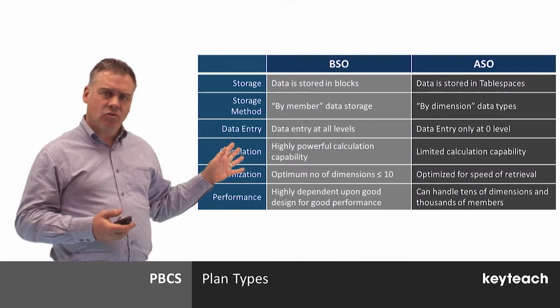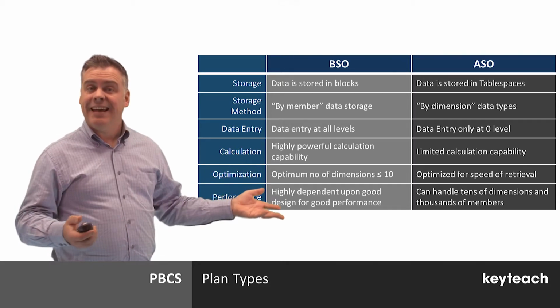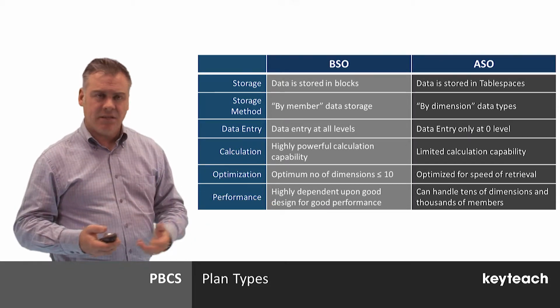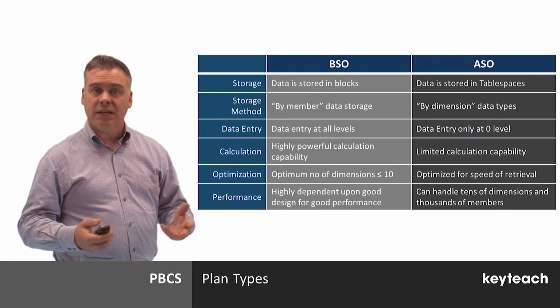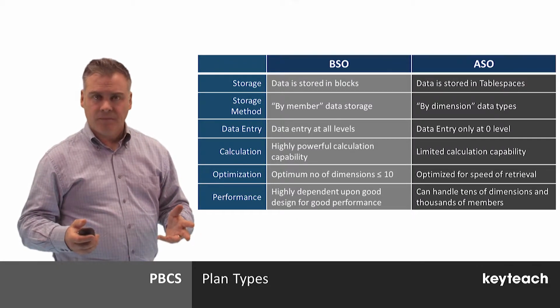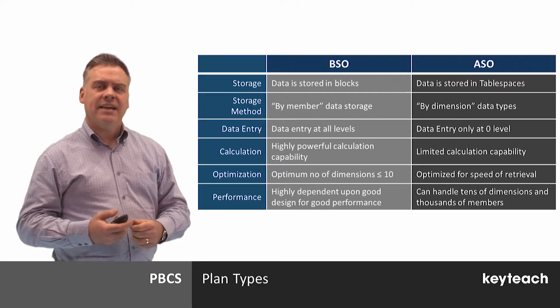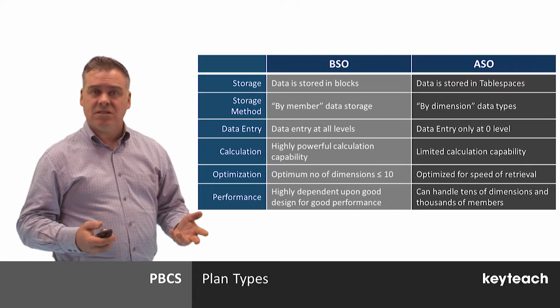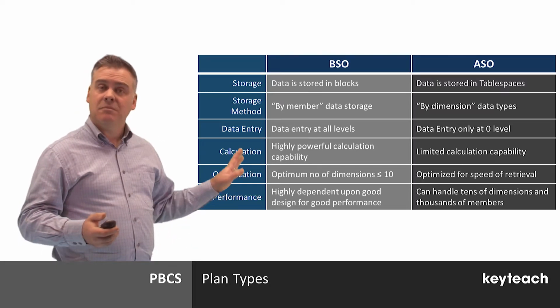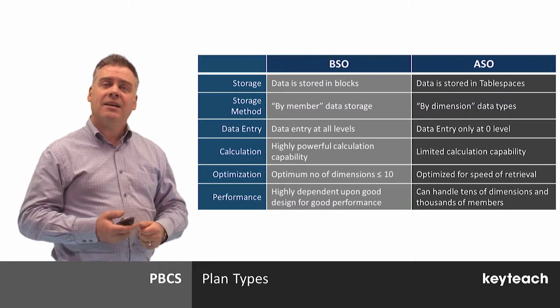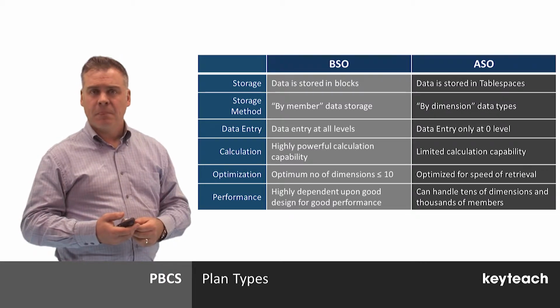In aggregate storage databases, data is instead stored in table spaces, and storage options can be specified at the dimension level only, not the member level. This means the hierarchies in an aggregate storage database are somewhat less flexible. Data entry can only be done at base level, meaning that top-down allocations are not supported.